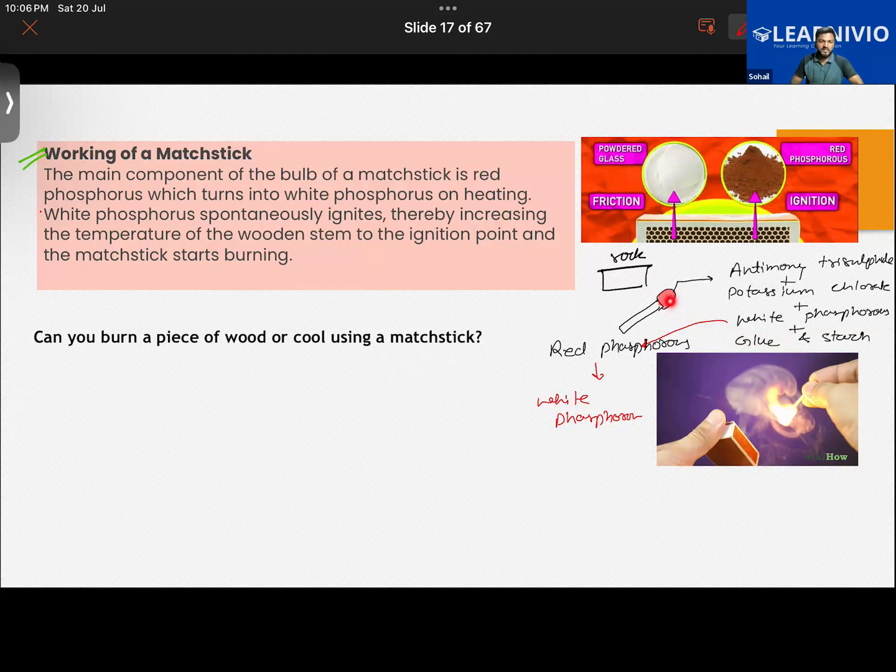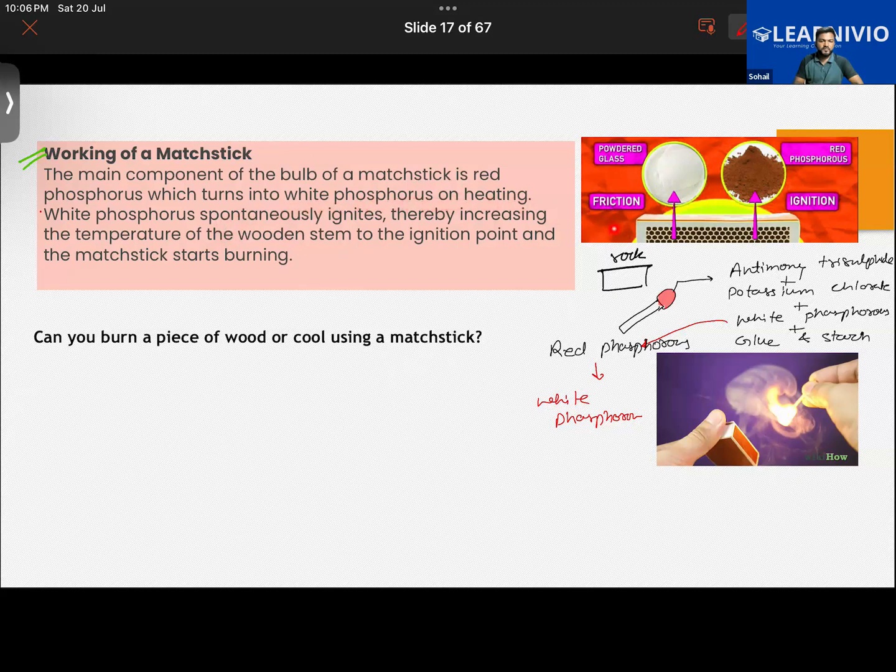Okay, then what will happen when I rub it on a rough surface? What will happen when it is struck on a rough surface? Then what happens? Read from here. Read the first three lines. The main component of the bulb of a matchstick is red phosphorus, which turns into white phosphorus on heating.